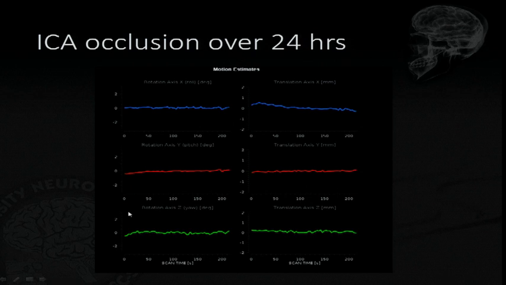Again, this is a patient with an ICA occlusion over 24 hours. So the patient had an ICA occlusion for 48 hours, close to 72. So that's why I went with the MR. We were over the 24, and I didn't know if I wanted to do the case or not. So nice movement maps.